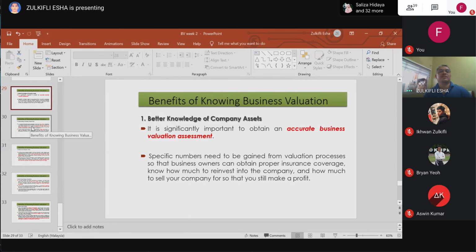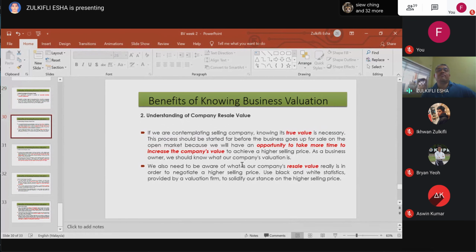This one is very straightforward, and you can go through it by yourself. Data knowledge of the company assets. So this is the benefit. If you look at most of the stakeholders, they would like to know about the business. By having a business valuation, normally the stakeholders, investors, board of directors and management will know every single detail of the company. Without the business valuation, mostly only the financial department staff would know about the company. But by having a business valuation report, every stakeholder and shareholder will have access to know the real situation of the company.